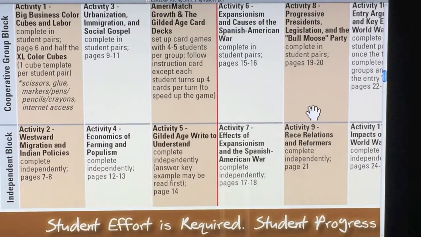If we go back to activity number 1, you can see that there's an asterisk and then italicized text. Whenever you see this at the end of an activity, it means you're going to need to gather up some additional materials that did not come with the program. In this case, a cooperative group activity requires scissors, glue, and either markers, pens, pencils, or crayons, as well as internet access so that students can do some additional research.